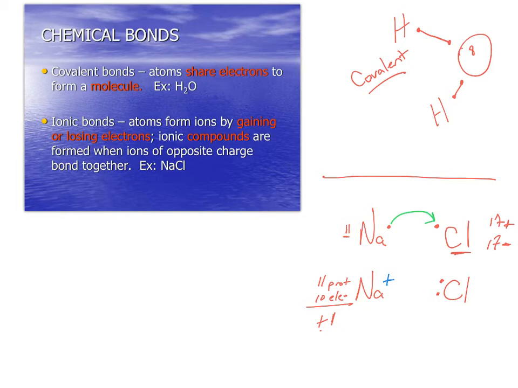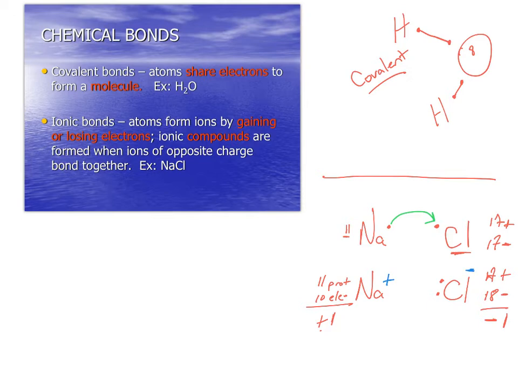So it has 17 protons and 18 electrons. Why does it have 18 now? Because it used to have 17, it took one. So now it has a -1 charge. So chlorine has a -1 charge. Sodium has a +1, and chlorine has a -1.